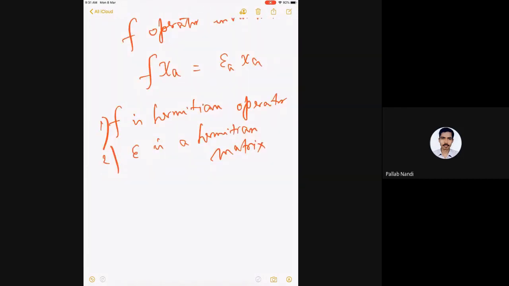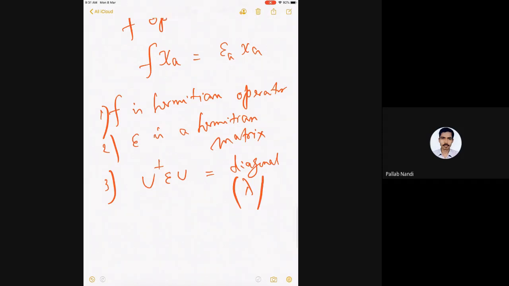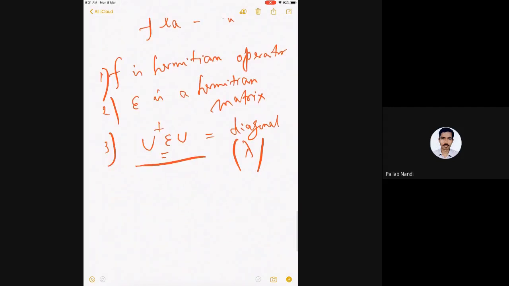As soon as I bring it, I make a unitary transformation U dagger epsilon U, which gives you a diagonal matrix. Let's say I call it lambda or whatever, and I can call it epsilon, it doesn't matter. Later I can change it. So this was a non-diagonal matrix. I make a transformation, and in that basis F remains invariant. The operator remains invariant.